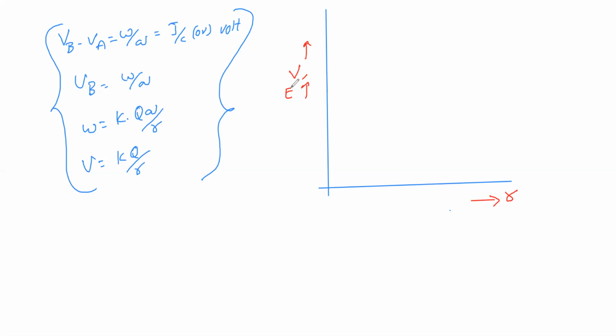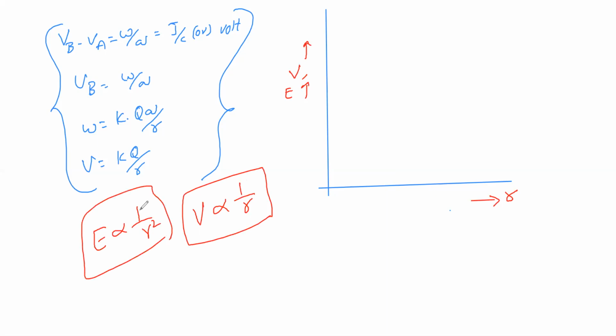When you're drawing it, first we'll see the relation. Potential V is inversely proportional to R, and E is inversely proportional to R square. It is 1 by R square and 1 by R. Both graphs are parabolic. So first E, the graph will be like this, parabolic. And V, because it is 1 by R, will gradually decrease. So the graph will be like this.